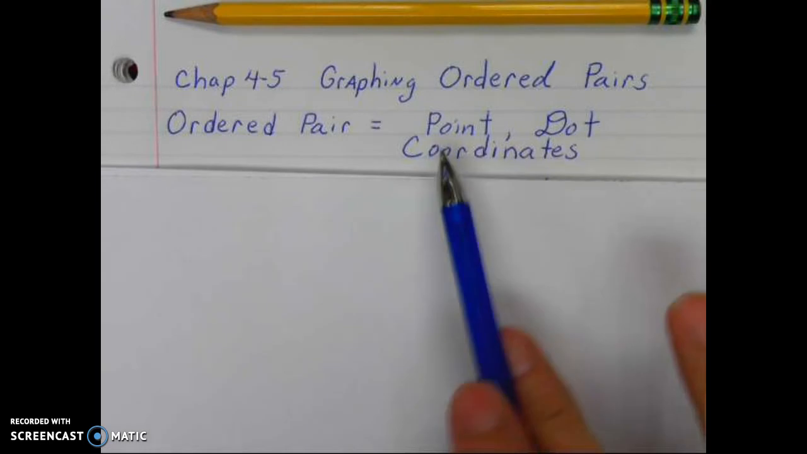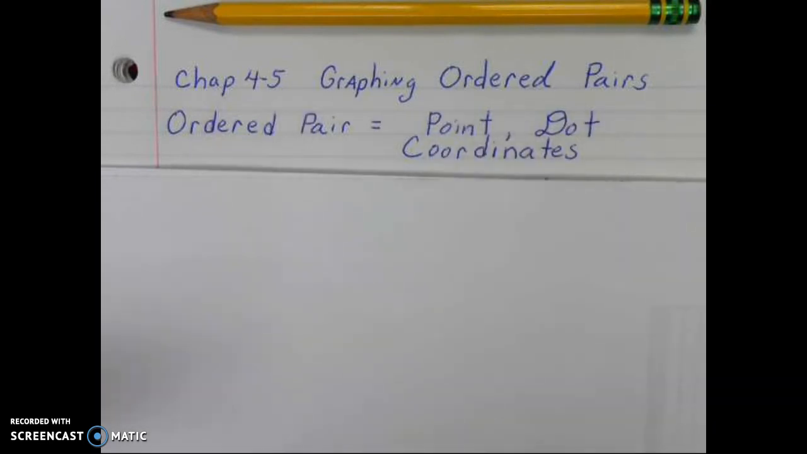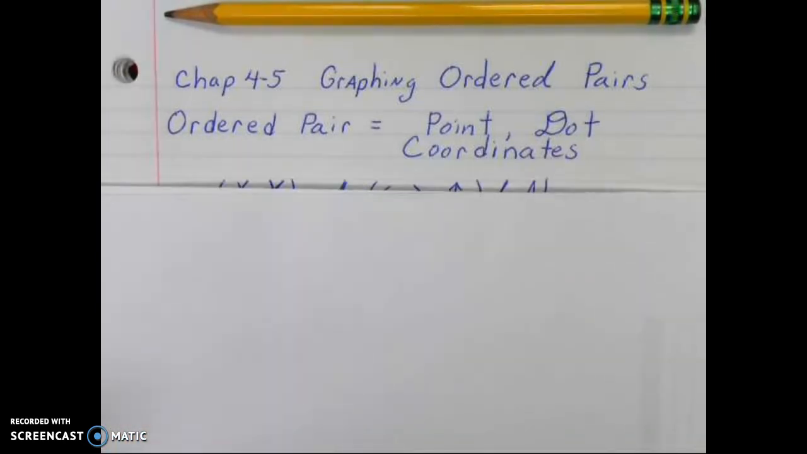So you do have to know these three words, actually all four, because they all mean the same thing. And I'm going to be referring to those definitions throughout the lesson. So an ordered pair, same thing as a point or a dot or coordinates. Okay. So again, what is that ordered pair?